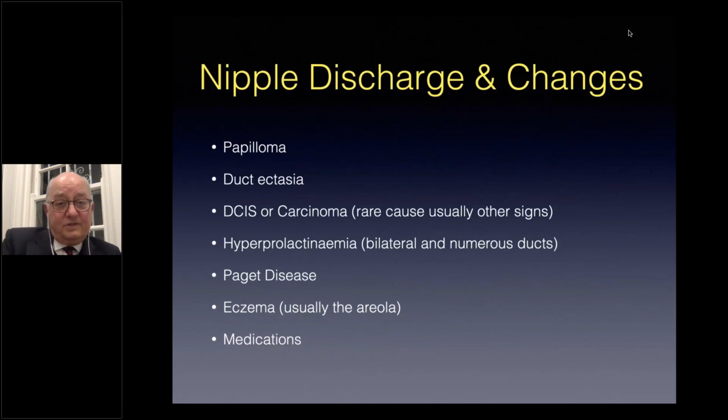Nipple discharge and changes. Now, this is another common thing that I see, and I've listed the most common causes: papilloma, that's usually single duct; ductectasia, which is usually multiple ducts; DCIS or carcinoma rarely will present with discharge from the nipple, which can be blood-stained; hyperprolactinemia is usually bilateral and numerous ducts; Paget disease, which is sometimes associated with nipple discharge; eczema, which is usually the areola, and sometimes medications can lead to nipple discharge.